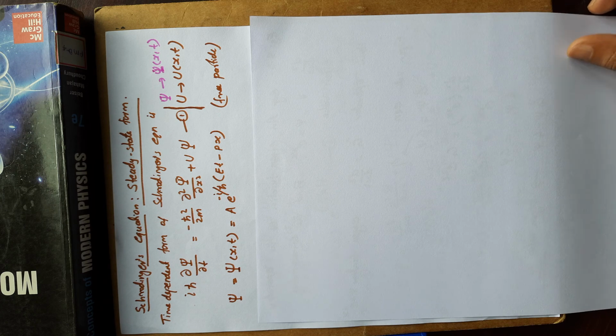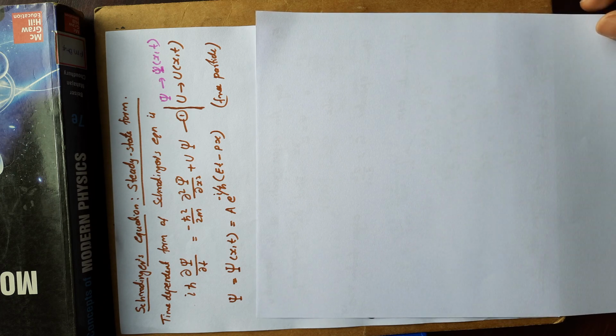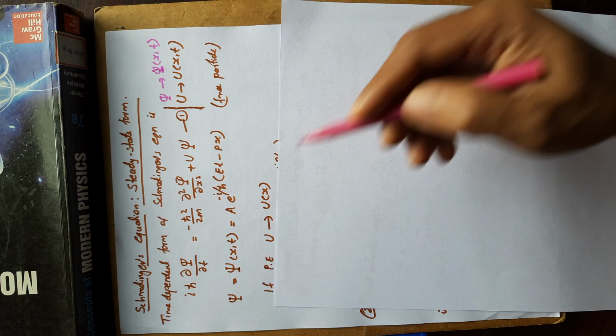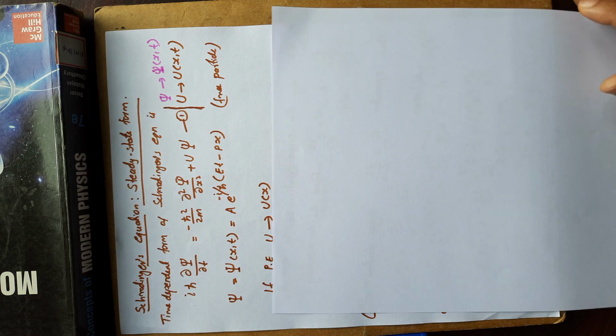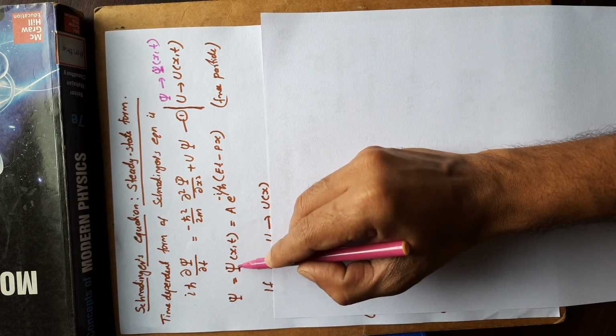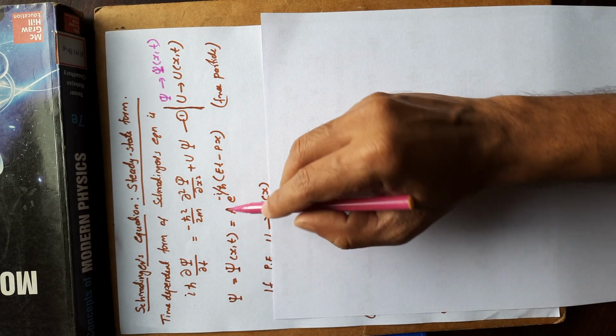So the potential energy varies with the position only. In such cases, the Schrodinger equation can be simplified by removing the time dependence. So for that, we can consider the free particle wave function psi. Psi is a function of position and time.